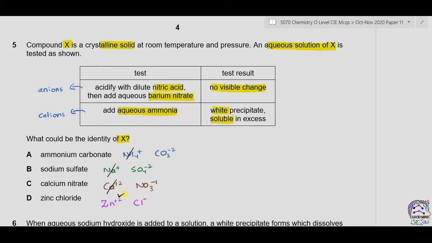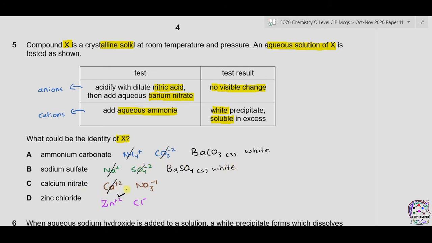Similarly, for anions, when barium nitrate is added to the first solution, it will form barium carbonate. Now barium carbonate is solid and white in color. As in the test result no visible change occurs, it is not carbonate. Similarly, when barium nitrate is added to sulfate solution, it forms barium sulfate. Again, barium sulfate is solid and white in color. So B is also incorrect.